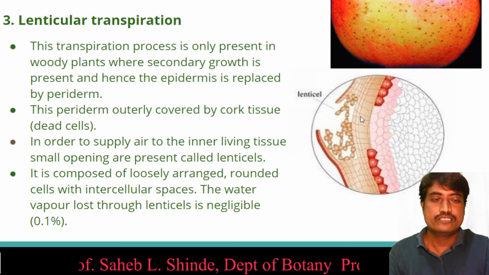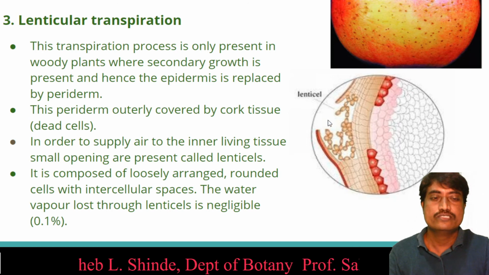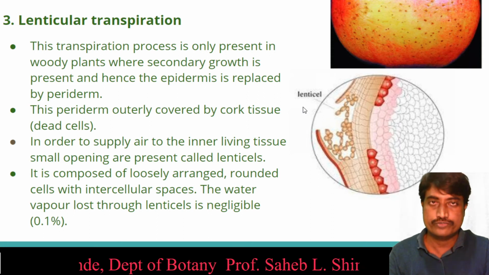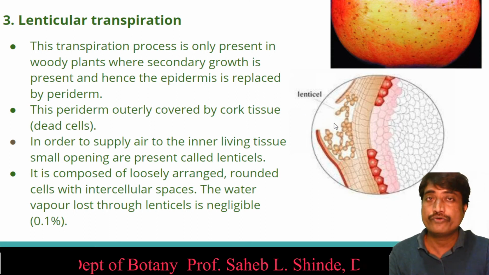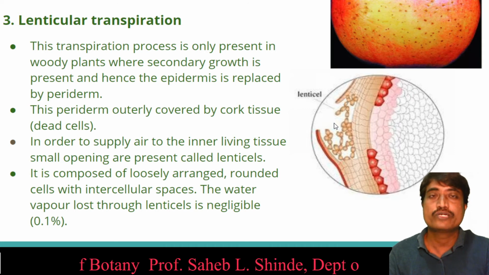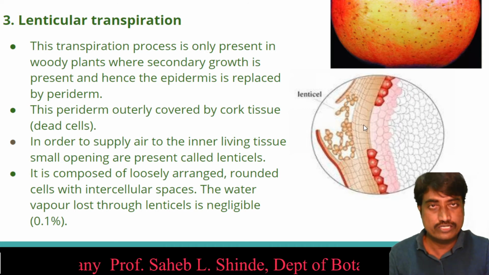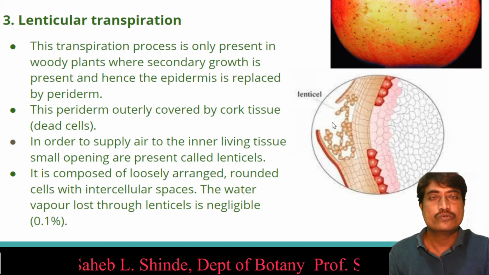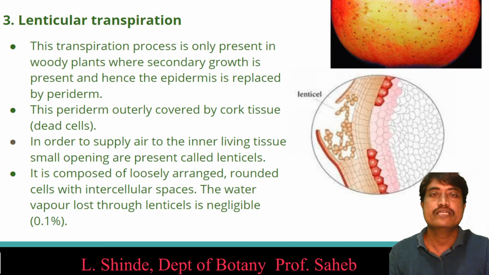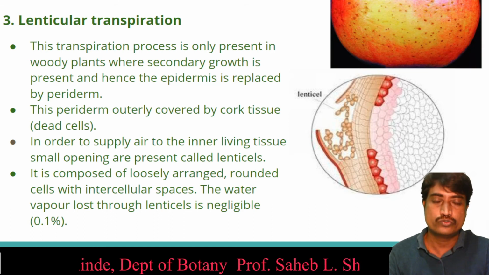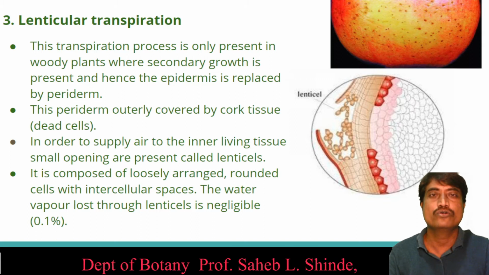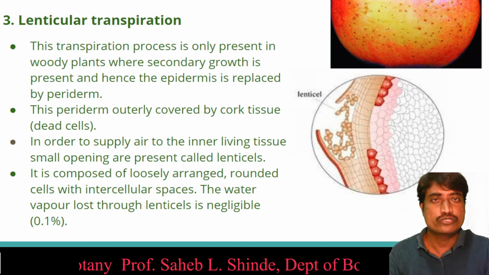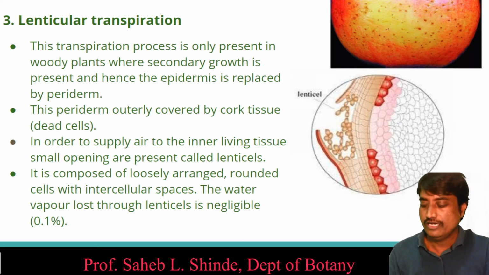From the inner side, the water enters into the intercellular spaces and loss of water occurs through that pore. This aperture is not for loss of water, it is for respiration, but a small amount of water is also lost through that pore. So this is the third type, lenticular transpiration. A very negligible amount of water is lost through that process, near about 1% to 0.1% of water loss occurs through this process.